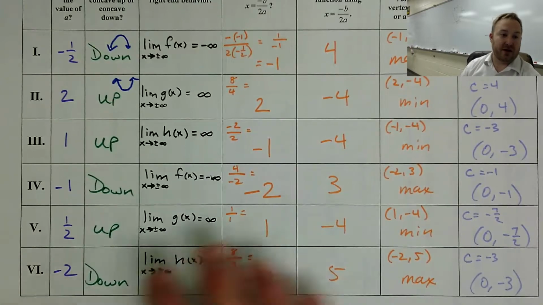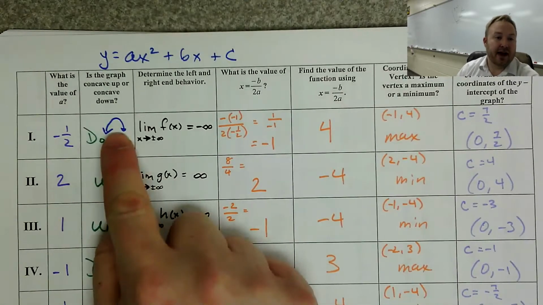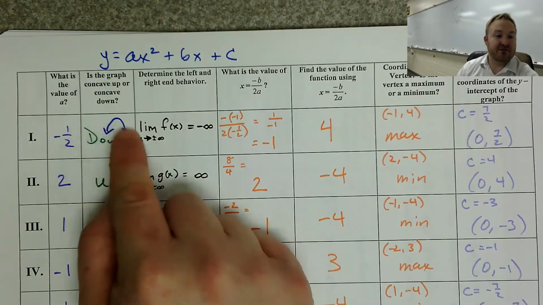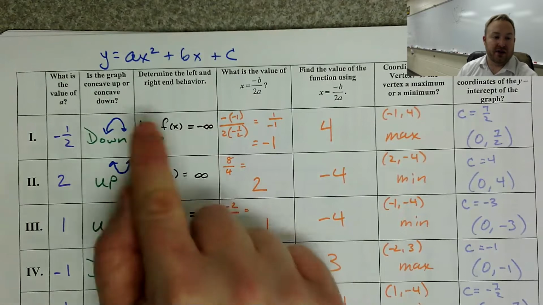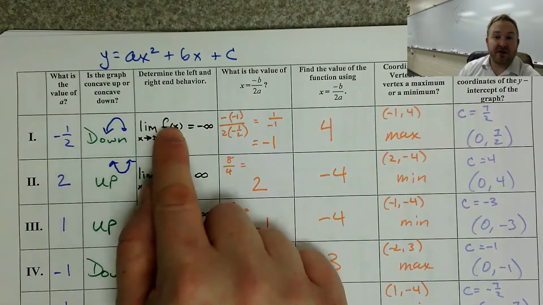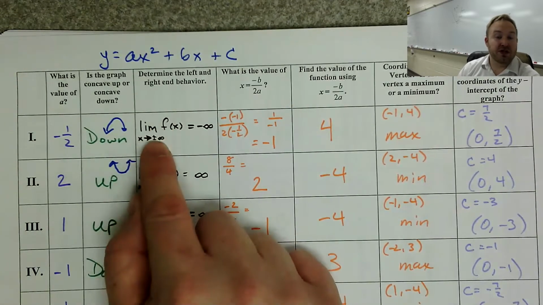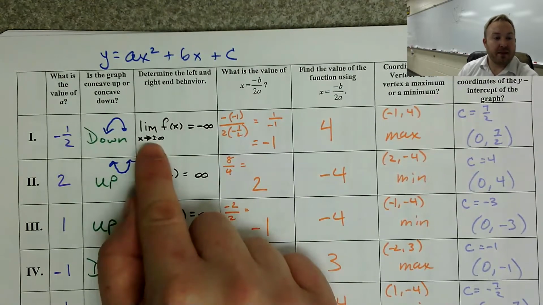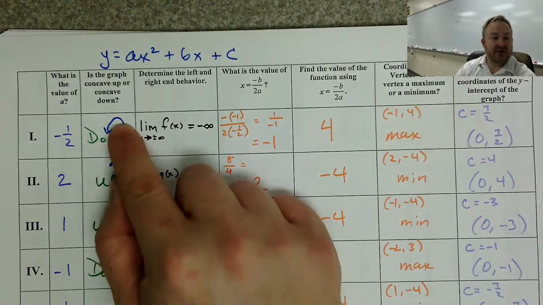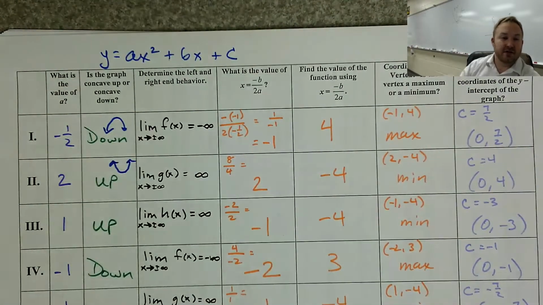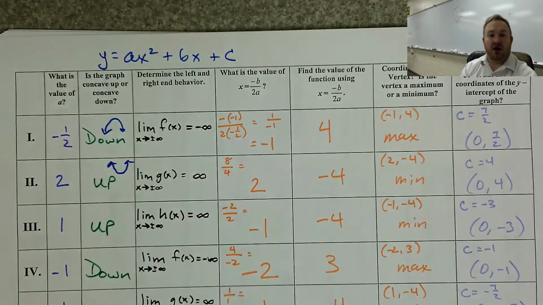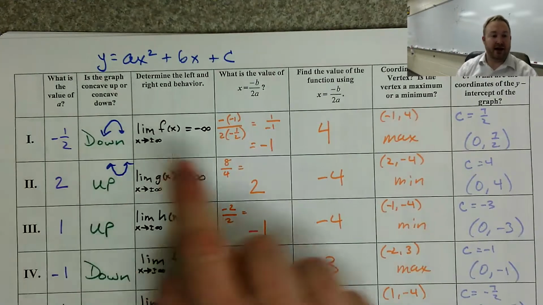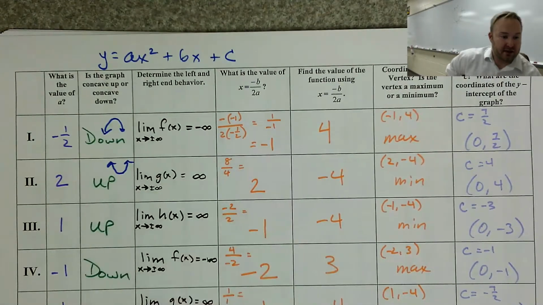or concave down. If the graph is concave down, then the end behavior would be that on both sides of the function, the y-coordinates go to negative infinity. So I would read this as the limit of f of x as x approaches positive or negative infinity is negative infinity. What that means is as x gets infinitely large, meaning we go to the right, and as x gets infinitely small, meaning we go to the left, the y values on both ends go down and they get infinitely small. So they go to negative infinity.